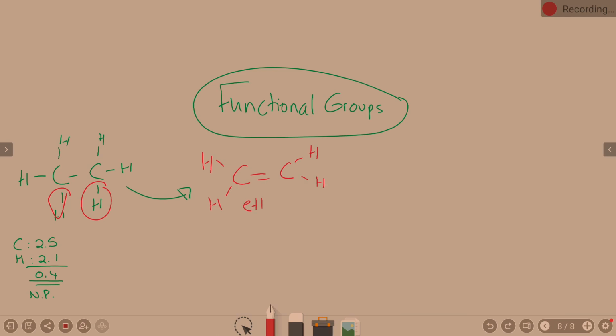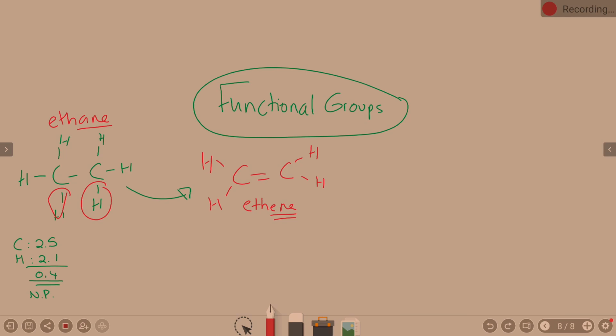Okay, so this is ethene. Ene means I have a double bond. And this is ethane because it's all single bonds. Okay, so now I have this. What can you tell me about the double bond? Is this going to be more reactive?